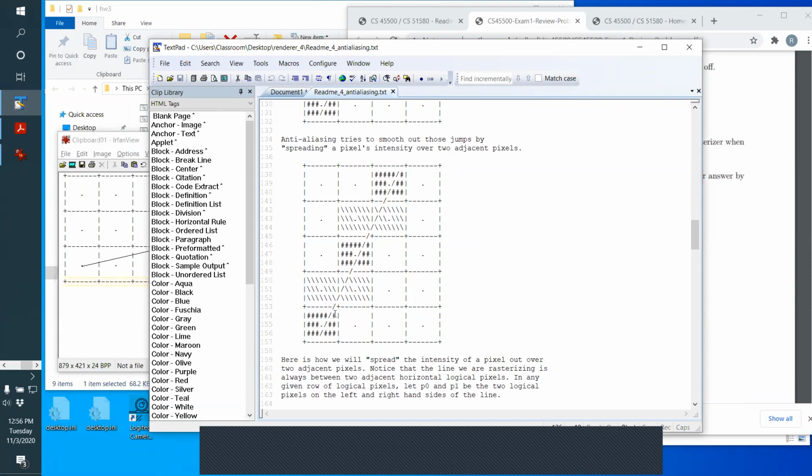I could have had that line come just to the right of that X, that crossing point. What's the rule for anti-aliasing? It's not does the line touch the pixel. The key is to look at that line segment between two logical pixels.